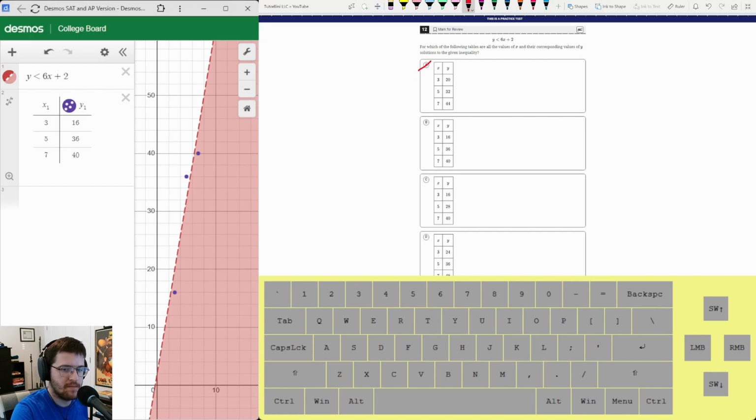B is wrong. This is choice C. All 3 points are in the solution set. So C looks good. That's our answer. Let's see what's wrong with choice D. Okay, choice D is definitely wrong. All 3 points are inside the white. They're outside the solution set. C is our answer.